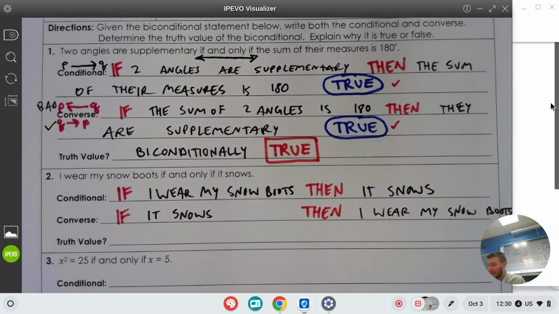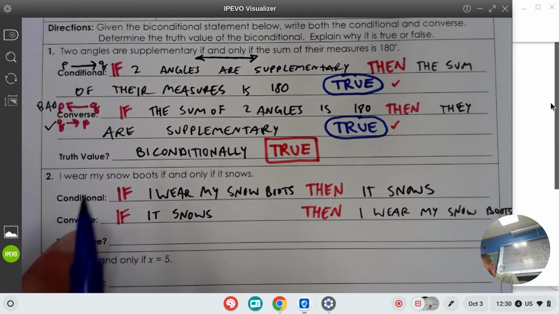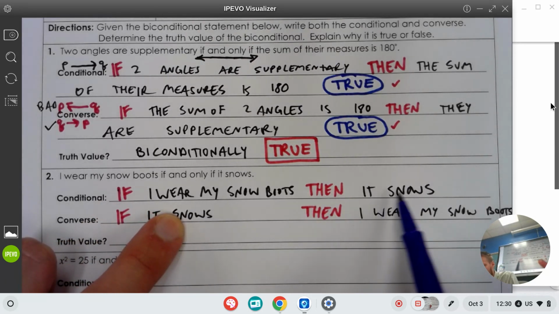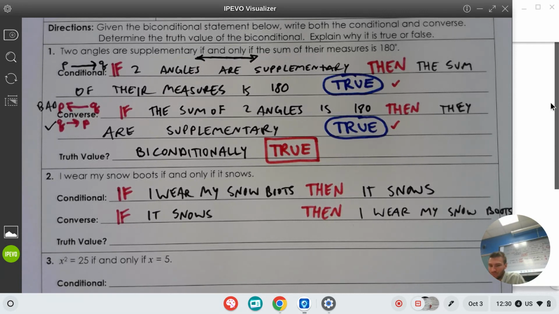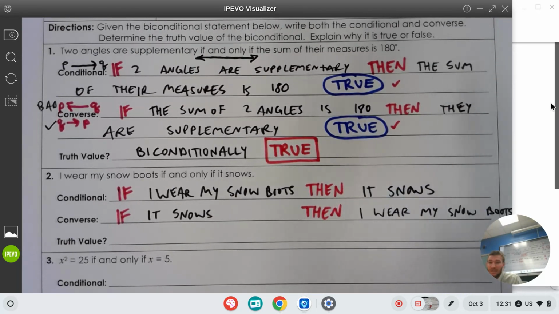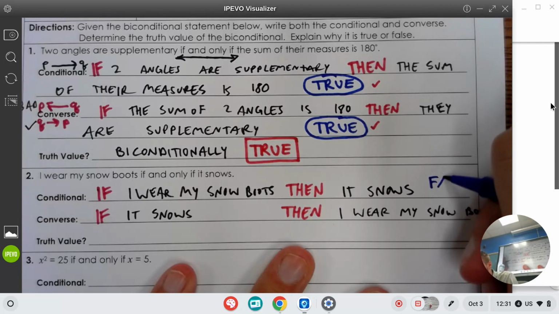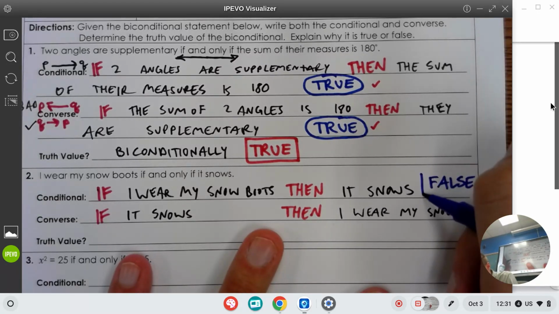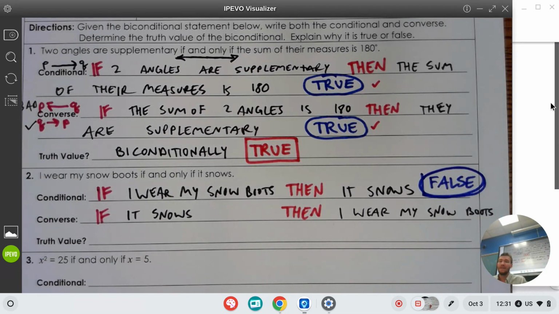All right. Thinking about these two conditional statements. The original conditional, just the normal straightforward one: if I wear my snow boots, then it snows. Is that true? Not all the time. The guy, or the girl, can put their boots on in the middle of July, and that's not going to cause it to snow. This is a false statement. Yes, you're mostly wearing your snow boots when it's snowing, but wearing the snow boots is not causing the snow.